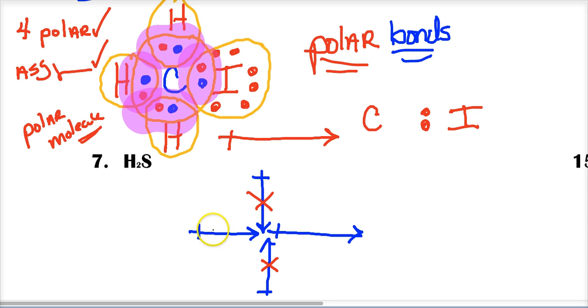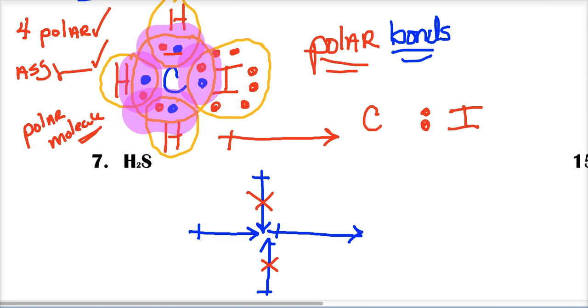If you don't like any of that, here's what you do. Does this have polar bonds? You would say yes. Is it the same all the way around? If it's the same all the way around, the polar bonds would cancel. However, it's not the same all the way around. If it's asymmetrical, then it is a polar molecule.